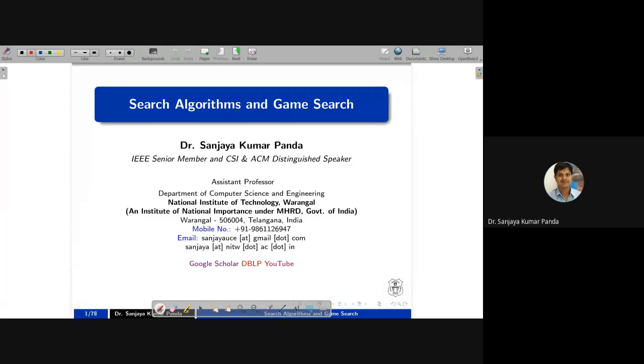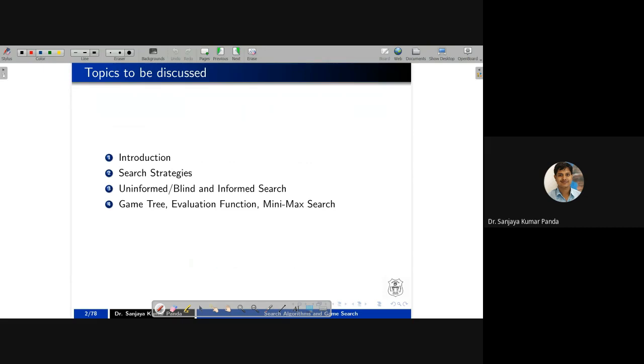So we'll see some of the search algorithms which you have already studied, and we'll see some of the new type of search algorithm which is there in artificial intelligence. So this is the agenda for this 2 hour lecture.